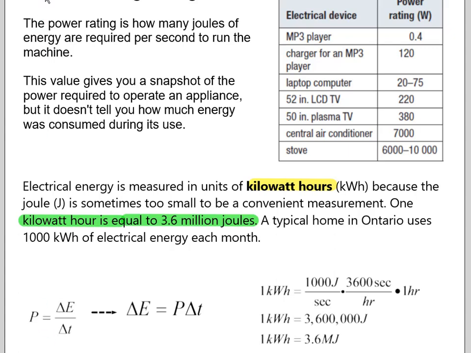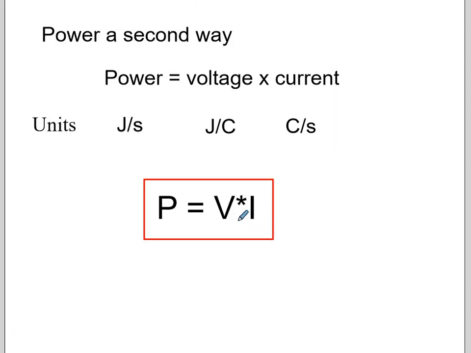This was our power expression. It was energy divided by time. But with electricity, we can modify that. So power equals voltage times current. If you look at the units here, power is joules per second, voltage is joules per coulomb, and current is coulombs per second. Well, if we set this up, those coulombs will cancel, and we'd be left with joules per second. So another way with electricity to calculate power is power equals V times I, or voltage times current.